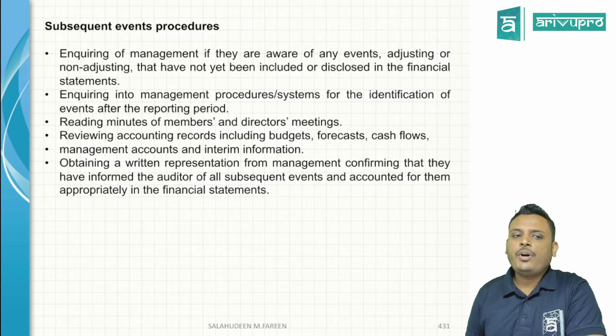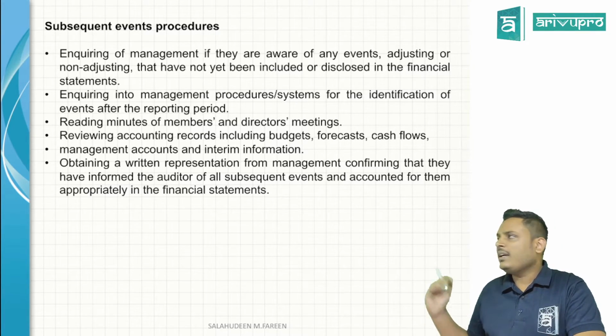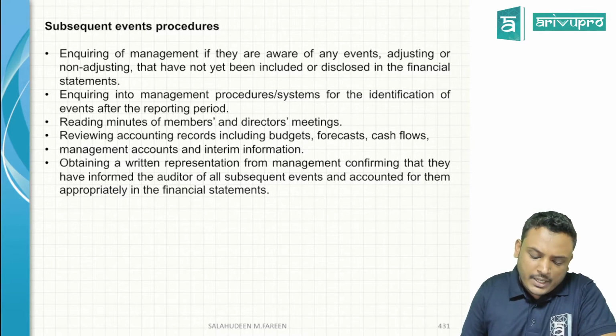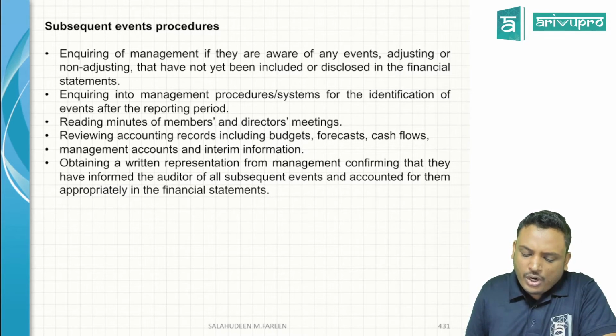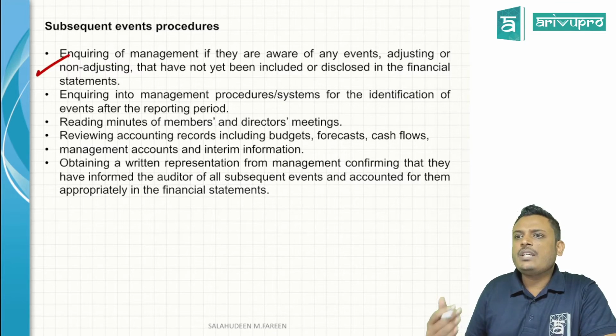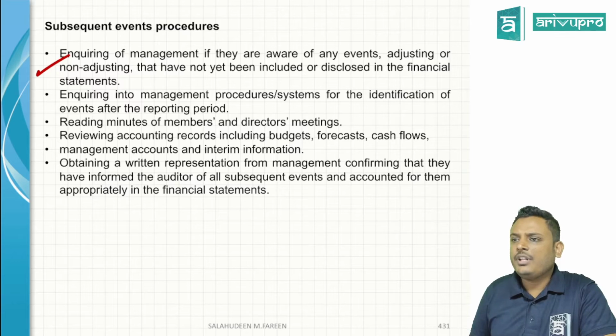So the auditor should perform procedures as per the standard. If the auditor fails to perform procedures, it will increase what? Detection risk. Now let's see what procedures we generally perform over subsequent events. First, enquiring of management if they are aware of any events, adjusting or non-adjusting, that have not yet been included or disclosed in the financial statement. If there is any subsequent event identified by management, not yet adjusted, not yet disclosed, they should disclose those events. You can inquire with the management.